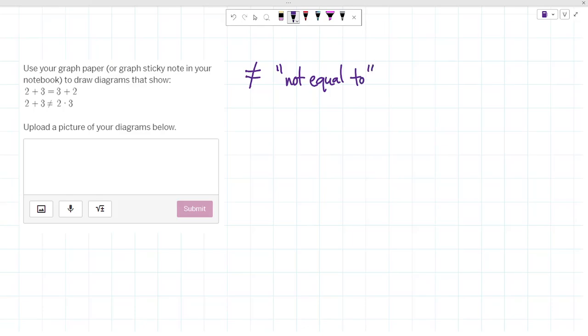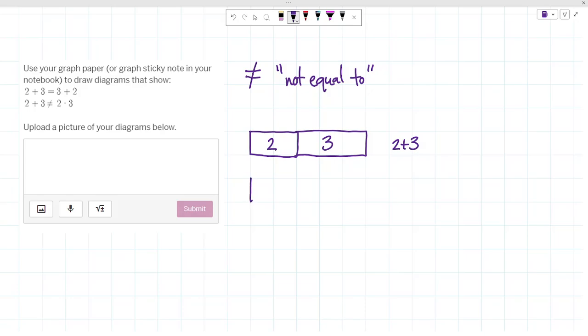Okay, so let's draw a diagram that shows that 2 plus 3 is equal to 3 plus 2. What do I mean by that? Well, here's a diagram that shows 2, and here's 3 more. So make something like this on your graph paper or your graph sticky note, and label it. That's 2 plus 3.